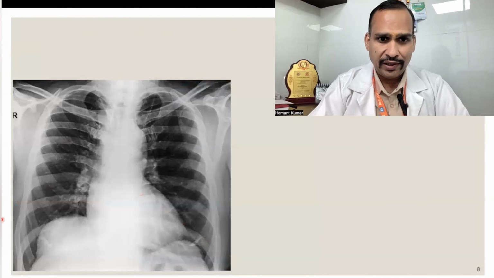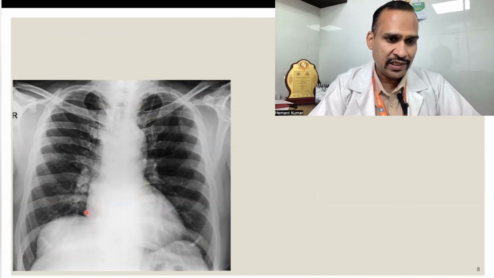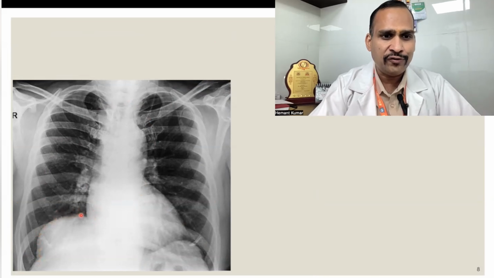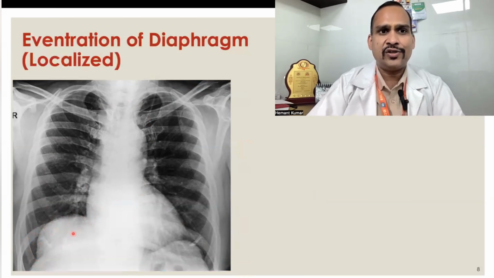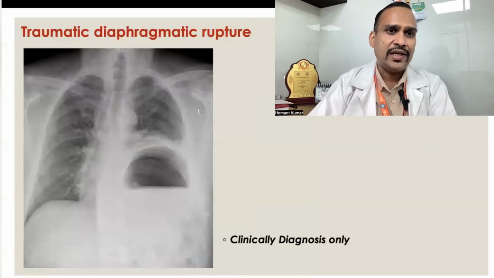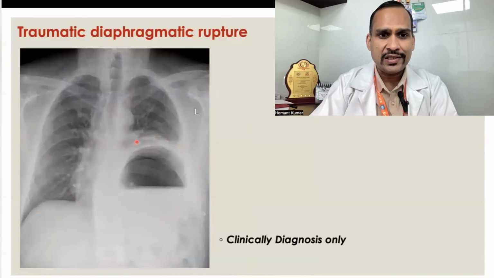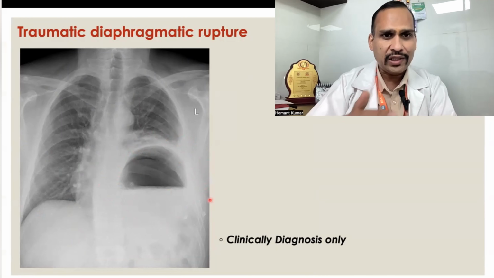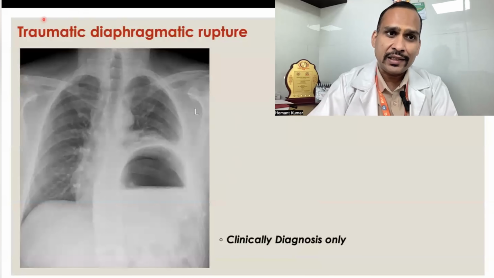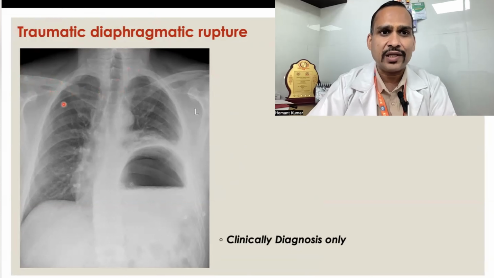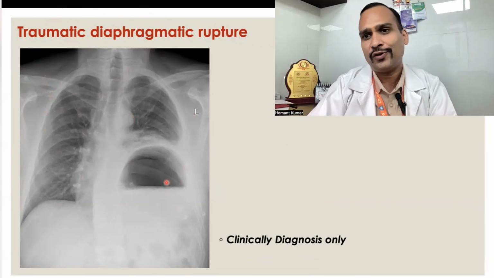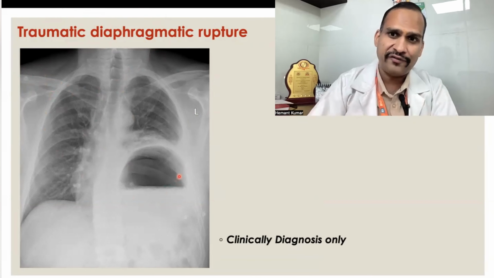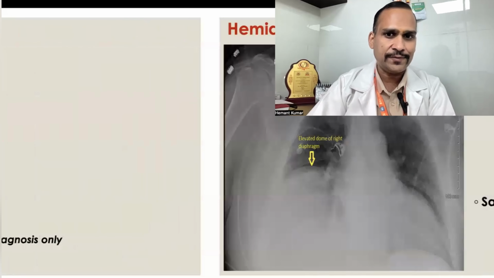Can you see the finding in this X-ray? In this X-ray, you can see a focal bulge of the right side of diaphragm. So this is eventration of diaphragm, which is localized. In this X-ray, you can see there is elevation of the left side of diaphragm. It looks like diaphragmatic palsy or eventration of diaphragm. By clinical history only, we can say this is a diaphragmatic problem because of trauma. Radiologically, we cannot differentiate. So this is a clinical diagnosis only.